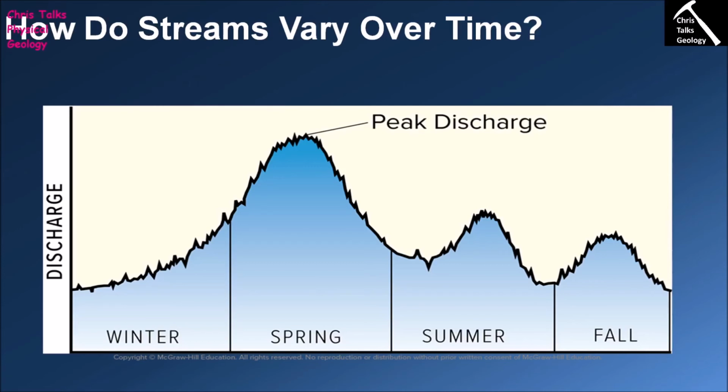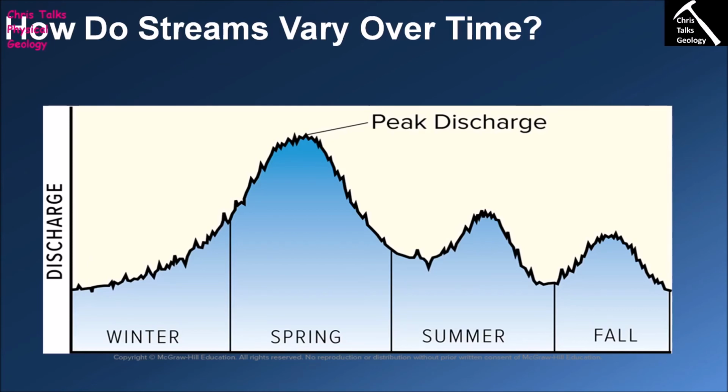So the final thing we need to think about is how does a stream vary over time? So we have another hydrograph here, and in this case you can see we have discharge on the vertical axis, and across the horizontal axis we have the 4 seasons: winter, spring, summer and fall. And you will notice that throughout the year the discharge does change. So why is this? Well, in the winter, we typically have the lowest discharge.